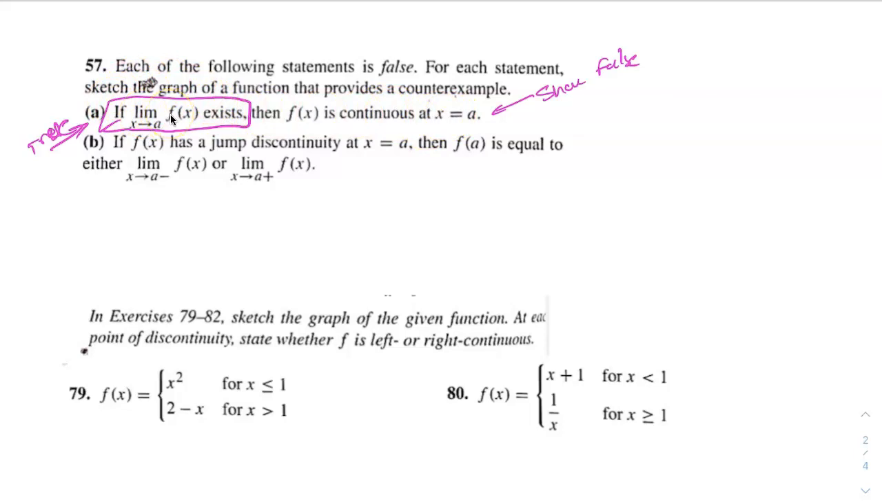So what's an example of that? Well, something like this. Right? This is not continuous because there's a hole right there, but the limit does exist because the limit from the left side matches the limit from the right side. Right? The only time the limit exists when it's discontinuous is when there's a hole in the graph. So there's A. Done.